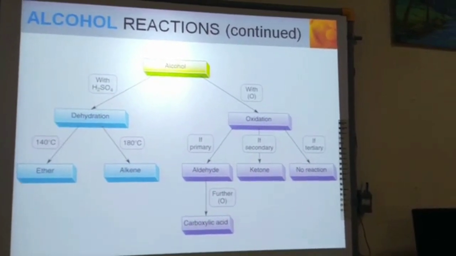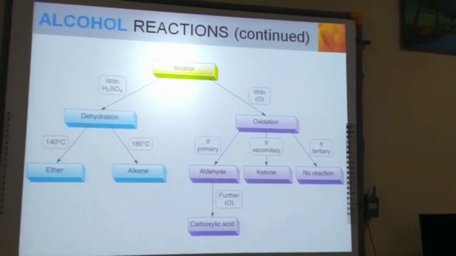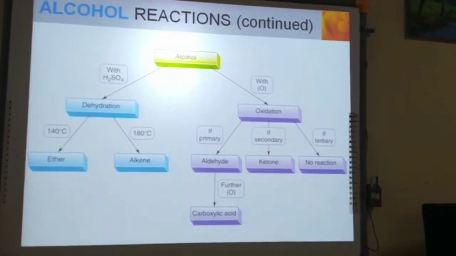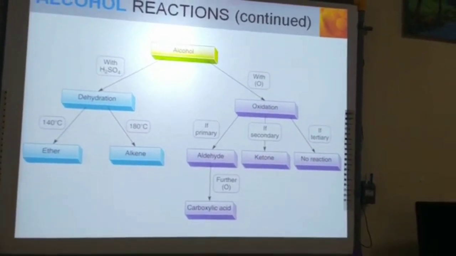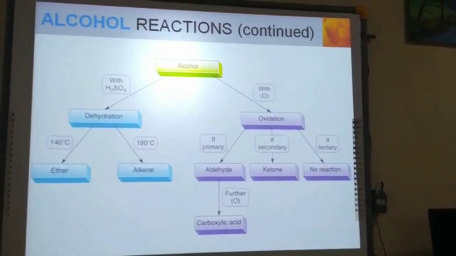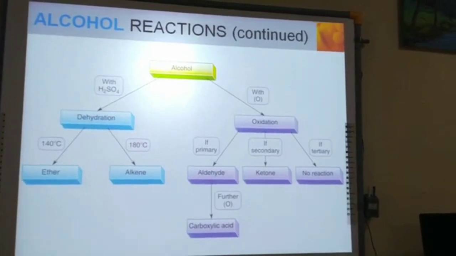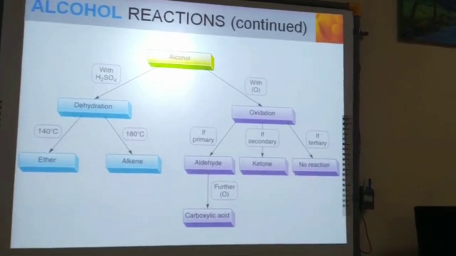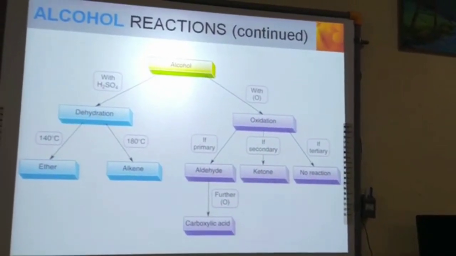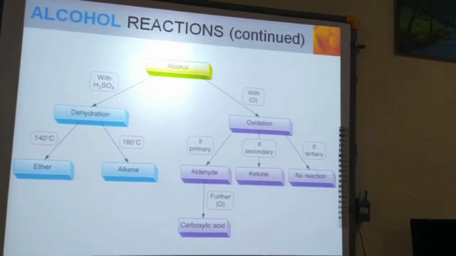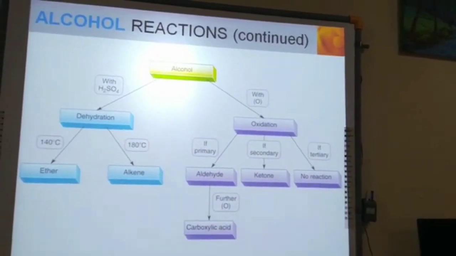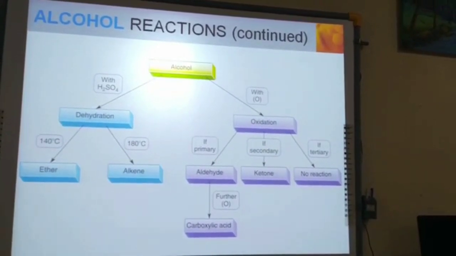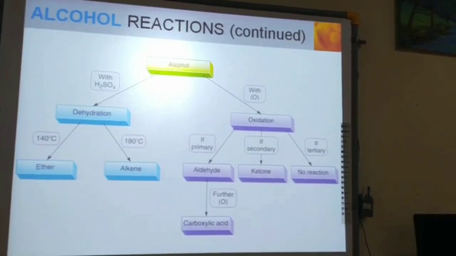To summarize the chemical properties, here is a flow chart which gives us all the reactions of alcohol which we have covered just now. Alcohol in the presence of H2SO4 undergoes dehydration, and at 140 degrees we get ether, and at 180 degrees we get alkene. On oxidation of alcohol, we get aldehyde in the case of primary alcohol, which further oxidizes to give us carboxylic acid. Secondary alcohol on oxidation gives us ketone, and tertiary alcohol does not undergo any reaction. Thank you.